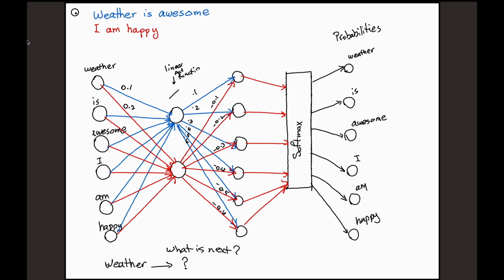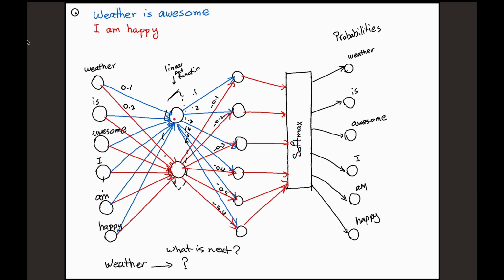In a Word2Vec architecture, imagine you have a network and your inputs are weather, is, awesome, I, am, and happy. Whenever you have weather, this node is 1, the rest are 0. Whenever you have is, weather is 0, is is 1, awesome is 0, and so on. And lastly, you have weights that are connected to some hidden layers. We're going to see later that these weights are actually the embeddings of these words. These are weights that we are going to learn.